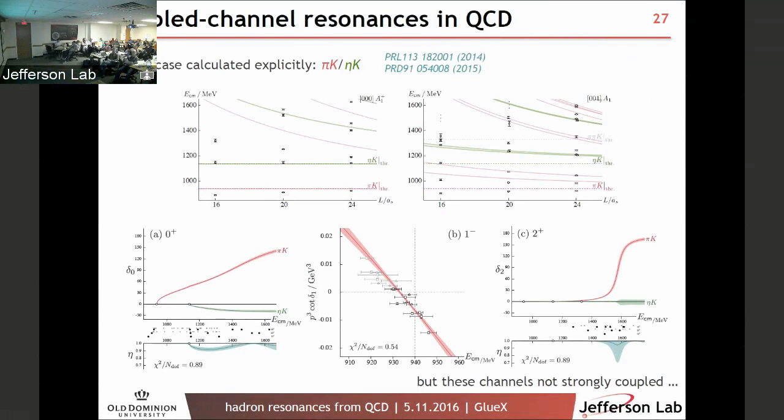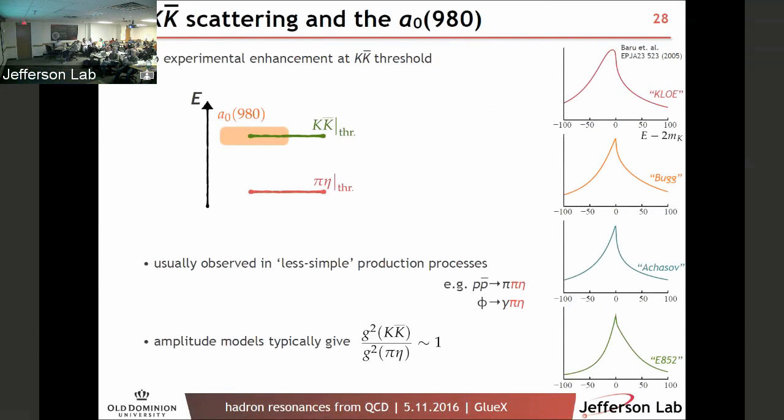So I'm going to skip that and go to our most recent result, which is where it gets really interesting, which is two channels that definitely are strongly coupled. So experimentally, in pi eta, K K-bar, it's long been known that there's this enhancement called the a0(980). So pi eta threshold is down here, and then at a slightly higher energy is K K-bar threshold, and there's something which appears right at K K-bar threshold that's called the a0(980).